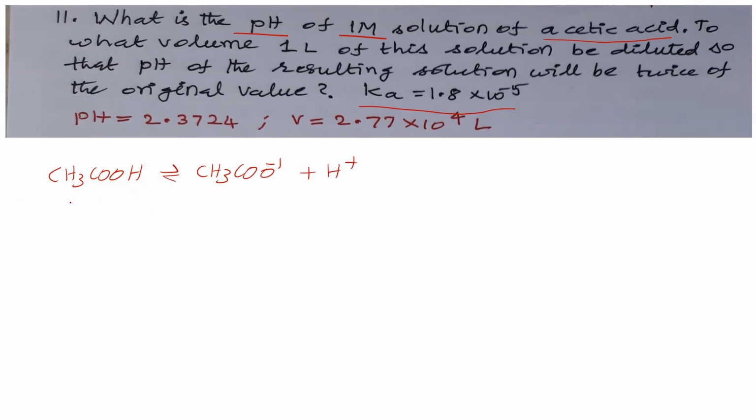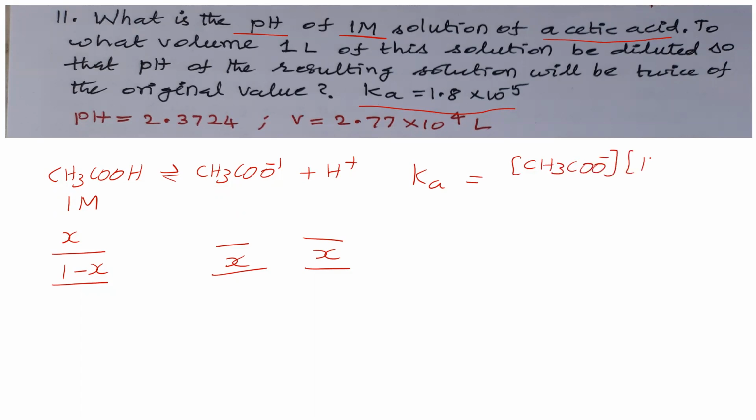What is the concentration of acetic acid given? 1 molar is given. Acetic acid is a weak acid, so it dissociates X molar. How much remains? 1 minus X molar remains. Acetate ion produced is X molar, and H plus produced is X molar. Now we take the acid dissociation constant. Ka for acetic acid is equal to acetate ion times H plus in the numerator, and acetic acid in the denominator.